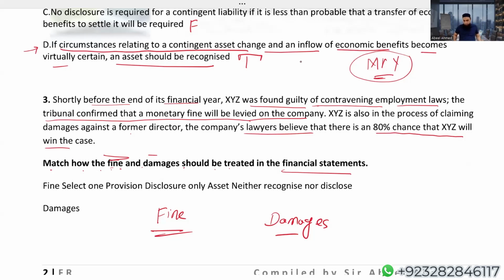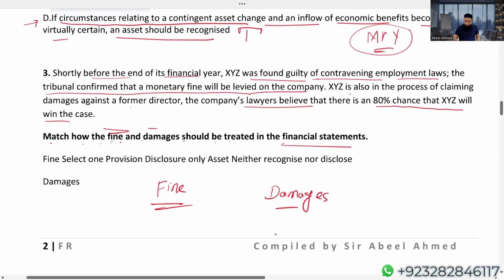If you read the last part, XYZ company is also in the process of claiming damages against a former director. The company's lawyers believe that there is an 80% chance that XYZ company will win. With an 80% chance, you have to disclose. So here it's going to be disclosure.